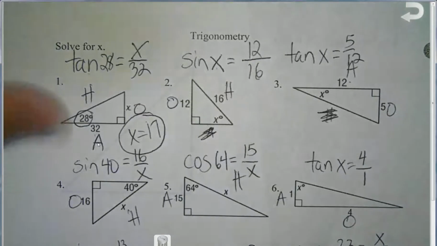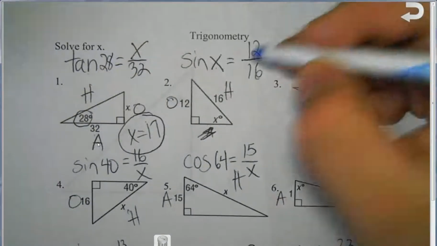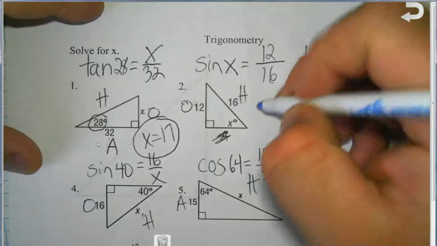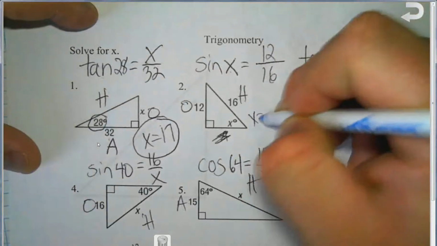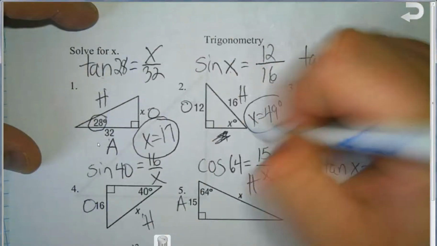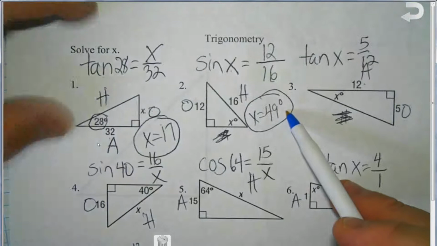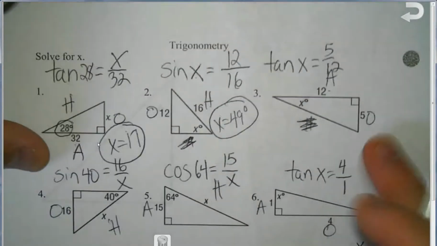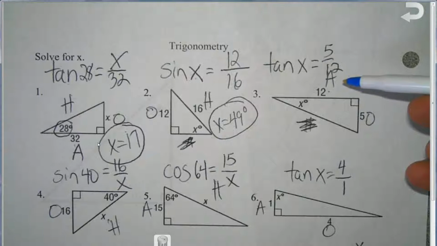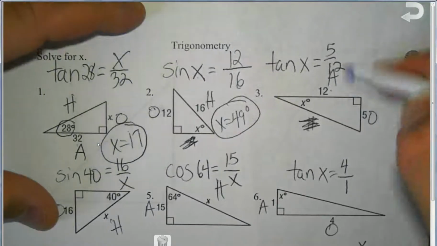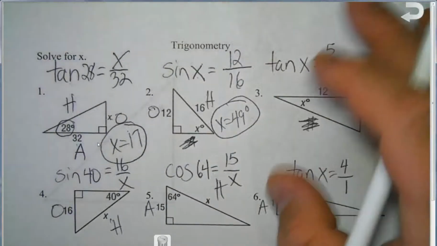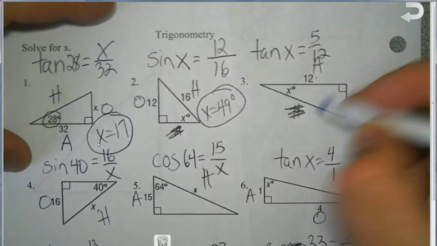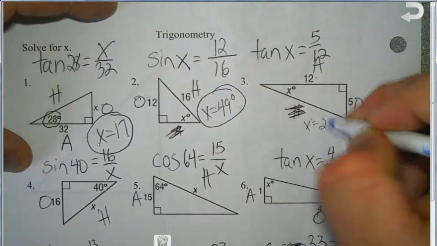Number 2, what are we going to do? Inverse. Good. So second sine. When I did that, what did I get for the angle? 49 degrees. Make sure when you write an angle, you write the answer in degrees. All right, number 3, what are we doing, everybody? Inverse. And so what did we get for x in that case? 23 degrees.